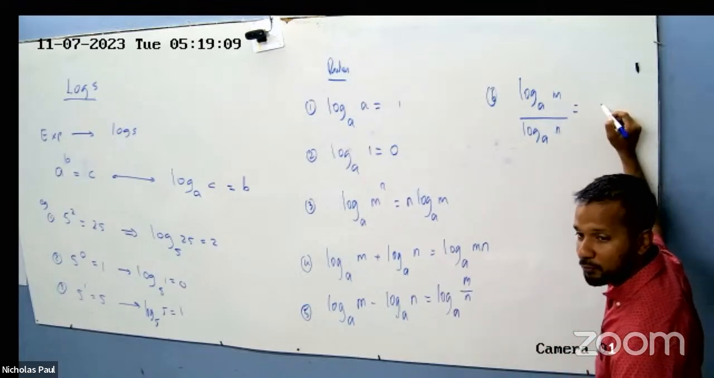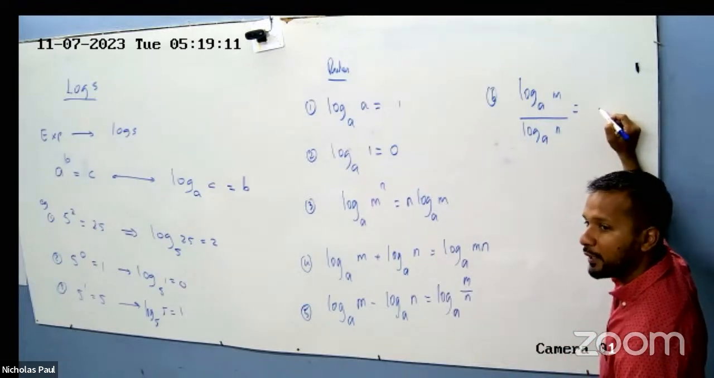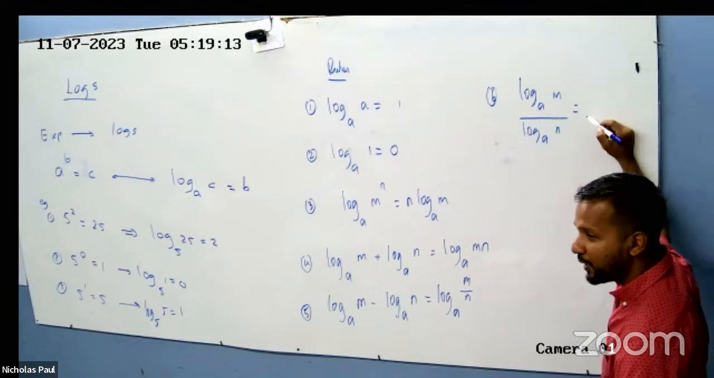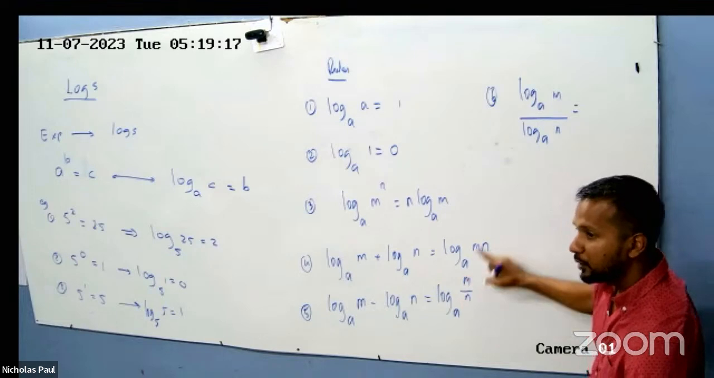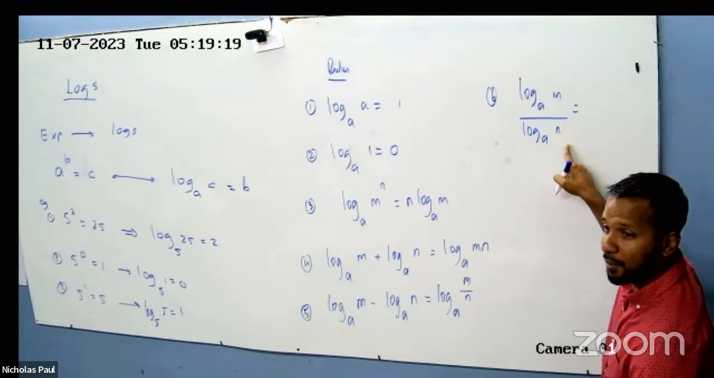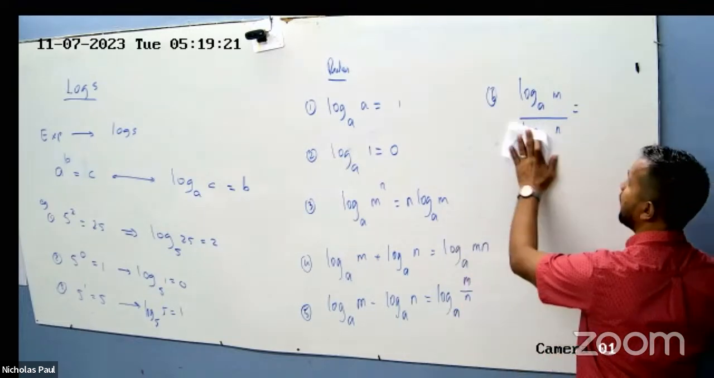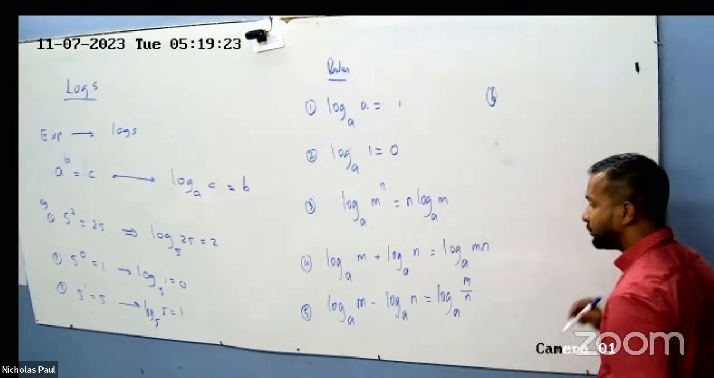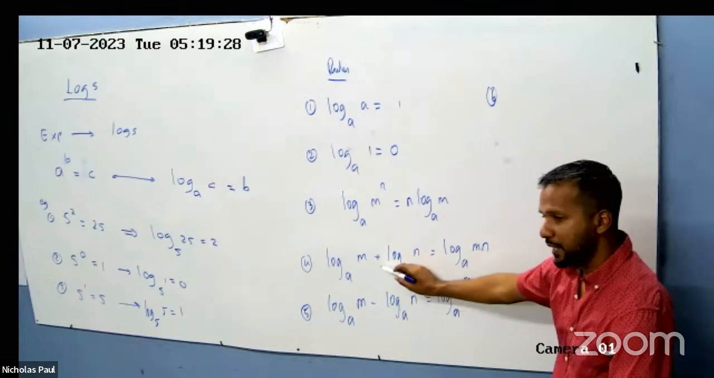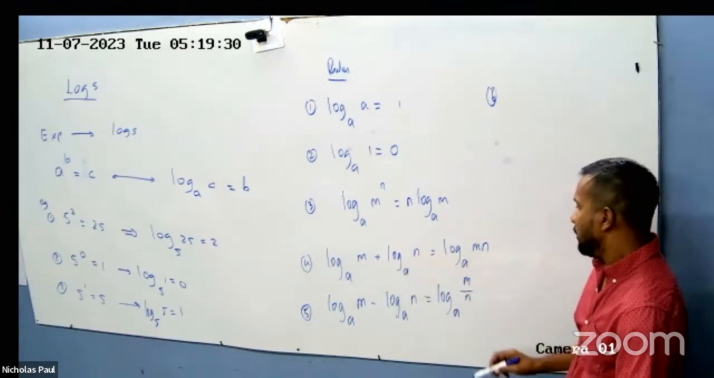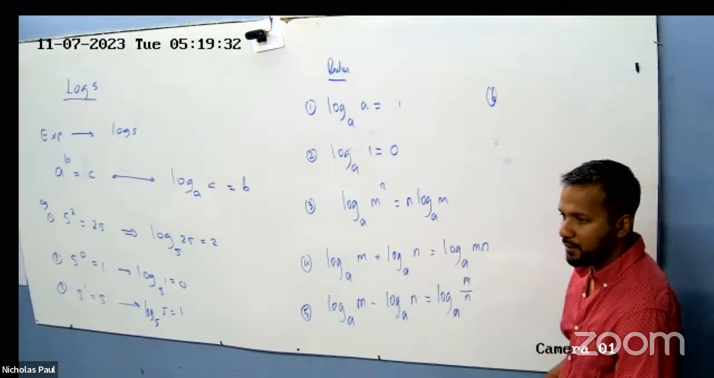What to do? No, that's not a rule, right? There's no rule for this. Minus is when it's like this. So this is not a rule. So do apply the rule here, right? Only if you have multiplication, it can be broken up to give you addition. Not log of something divided by log of something. That's not the rule.